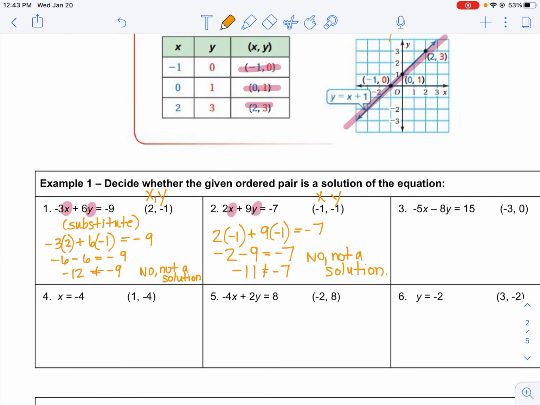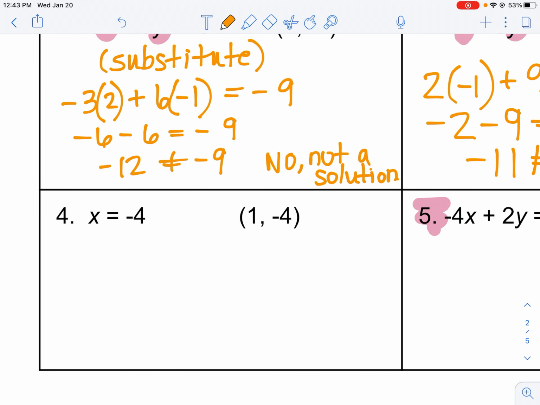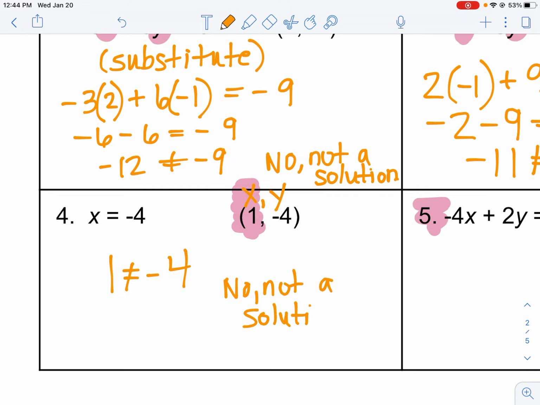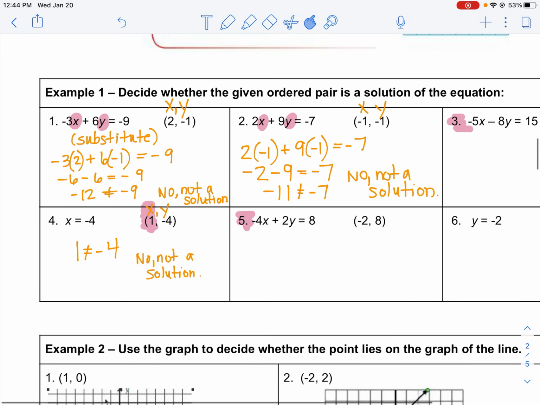You can go ahead and try number 3 and number 4. Those are just like that. And I'll talk about number 4 before we move on. So in number 4, it just gives you x equals -4. So when you look at your ordered pair, you can see the term that you need is 1. So is 1 equal to -4? It is not. Therefore, no, this is not a solution. You can go ahead and also complete number 6 on your own.